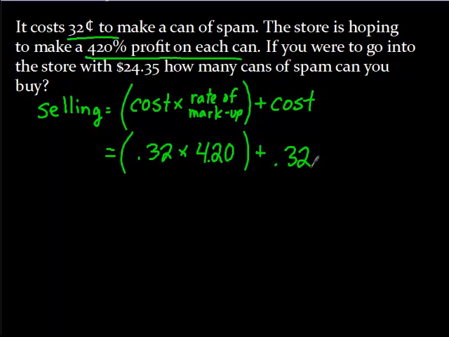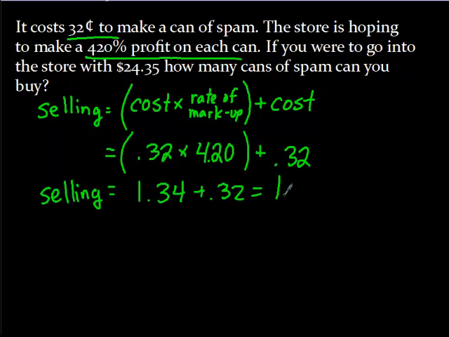Now we have a formula. We have something we have to solve. So we take 0.32 times 4.20. This gives us 1.34. We add 0.32 to that, which gives us our selling price, which happens to be $1.66.